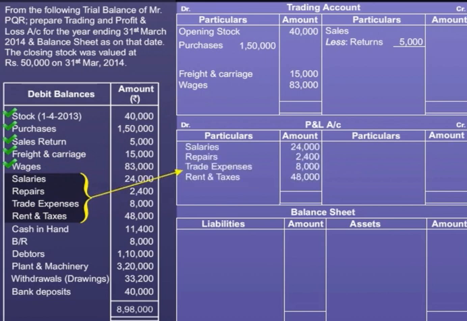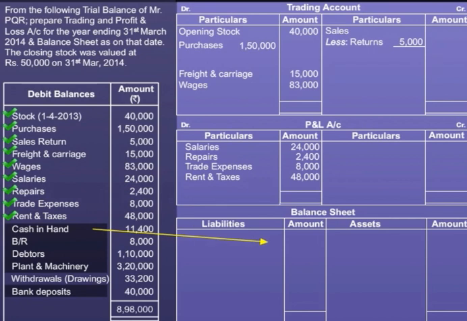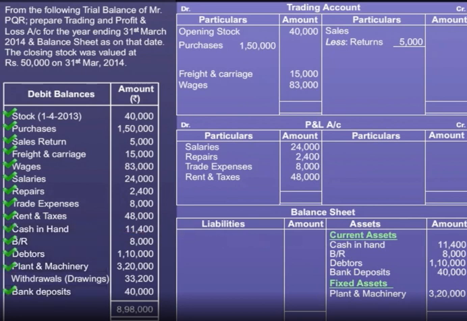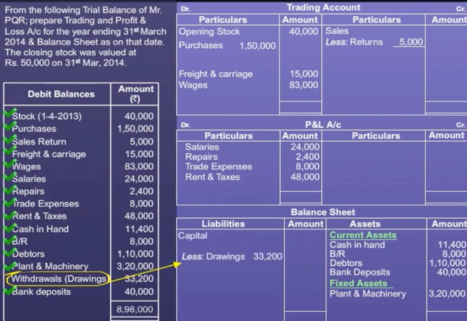this. Now look here. All these items are assets for a firm, so we post them on the assets side of balance sheet under their respective heads. Next item we have is drawings. We know this is to be reduced from capital amount, so we do it like this.